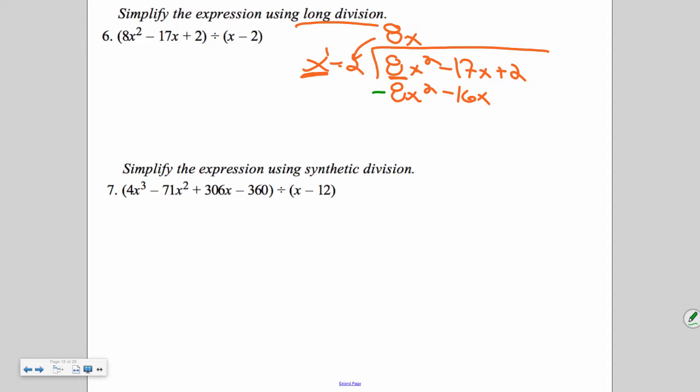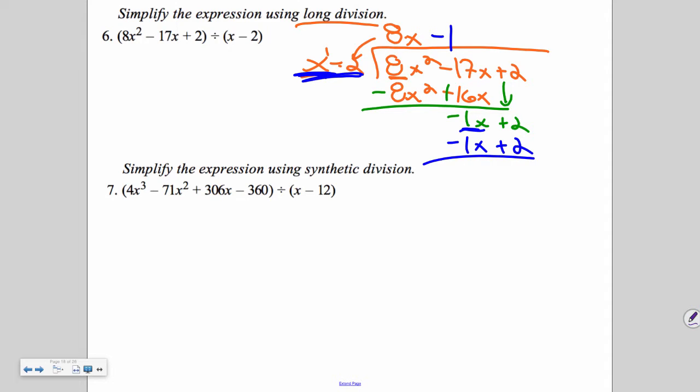I then change the signs and I combine them, so it's -1x, and I bring down the positive 2. So now I look at how do I make this x, this -1. I need to multiply by -1. So I multiply both of these by -1. I then change the signs. Combine them, I get 0. It means no remainder. Which means this is my answer.